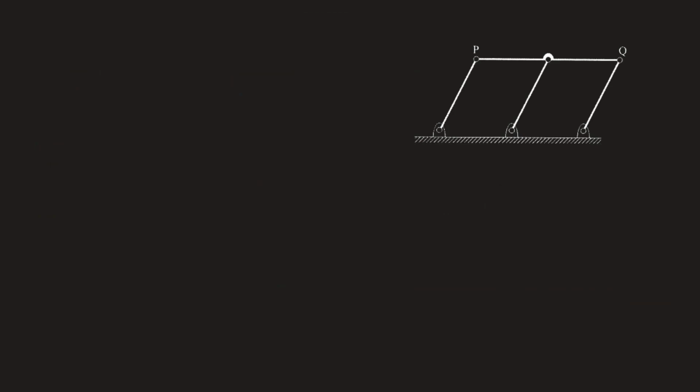Now, mobility of the mechanism that is to be found here refers to the number of independent variables of the mechanism or of the system. Number of independent variables of the system is also called degrees of freedom. So in short, we need to find degrees of freedom of this mechanism in this question.